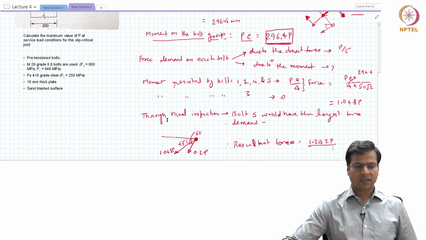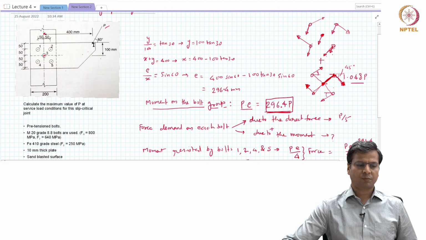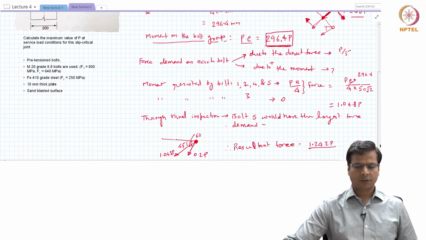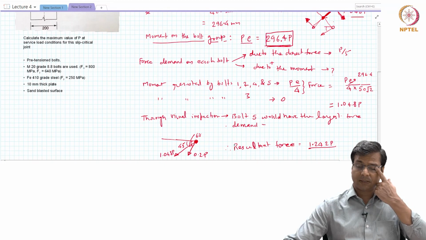So what does that mean? When we apply an external force P, bolt 5 will be resisting the most amount of it, and bolt 5 itself will be subjected to 1.242 times the P value, the external load. Now we have calculated the demand on the bolt, the maximum demand on any bolt. Now we need to look at the capacity side of it.